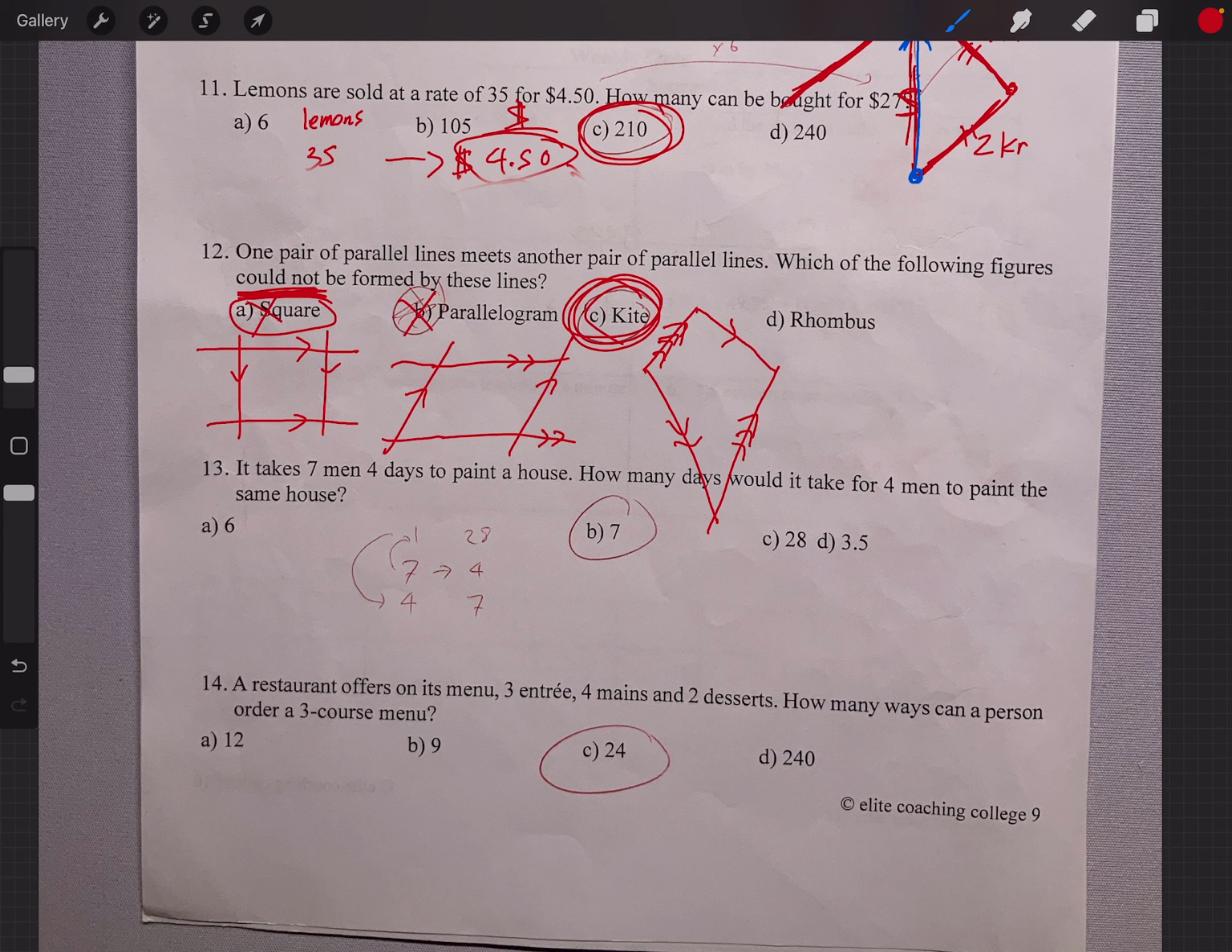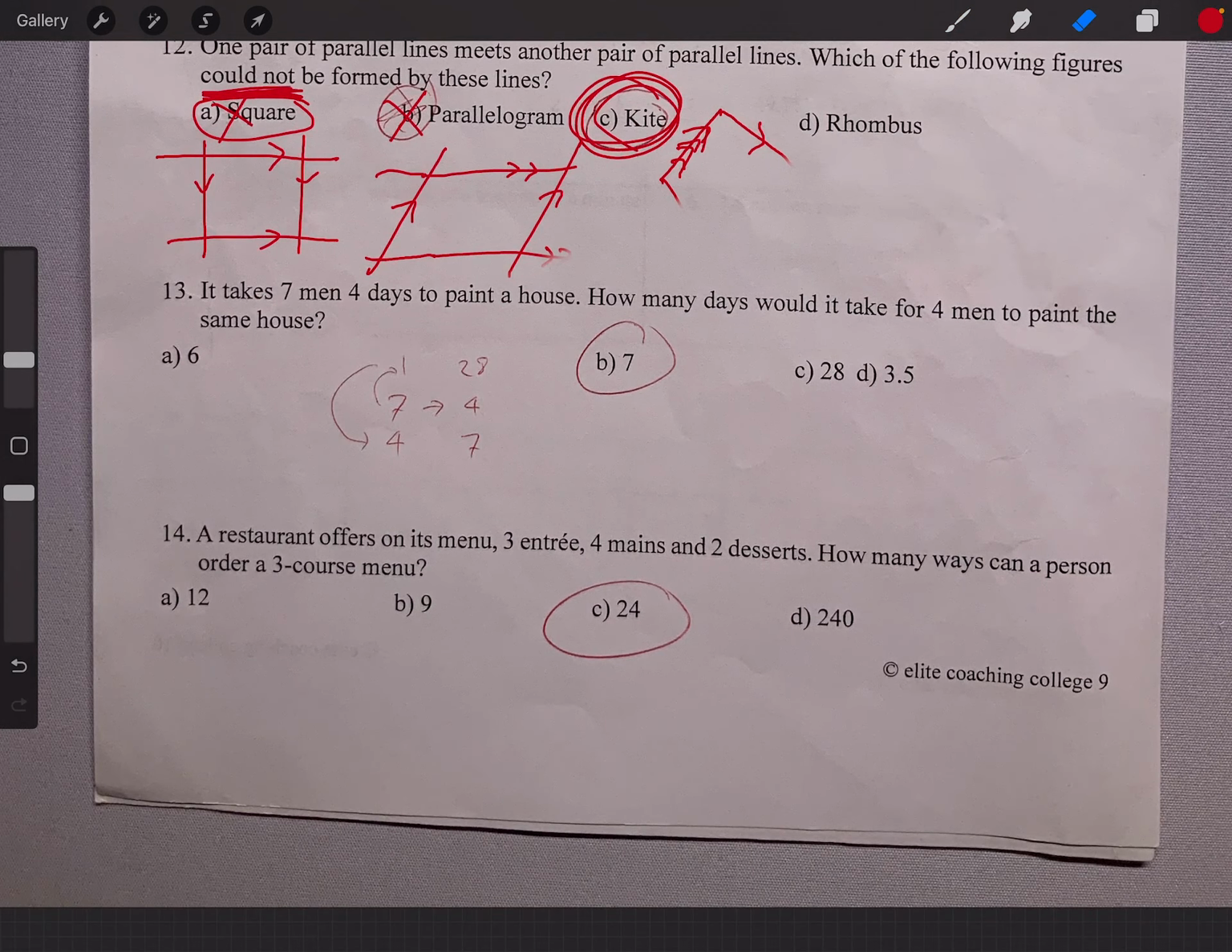The answer is C. Next one, it takes 7 men, 4 days. So you have men and days. 7 men, 4 days. How many would it take for 4 men? If you have 4 men, how many days would it take to paint the house? So let's go to 1 first.